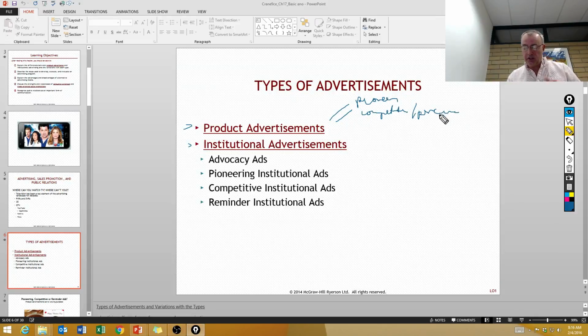This is the type of ad that's used during the growth stage of the product life cycle. So the vendor's trying to profile the unique characteristics of their product so that people will be persuaded to buy their product rather than that of a competitor. It's designed to convince the market to buy their particular product. So I've come up with an example of a competitive ad here.